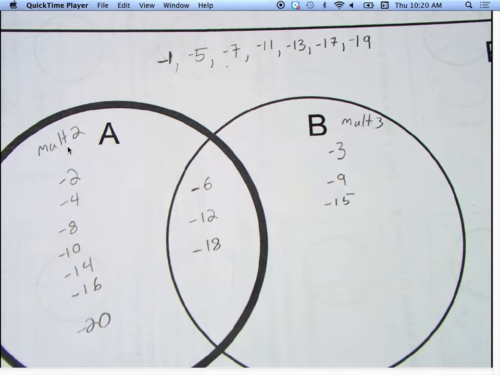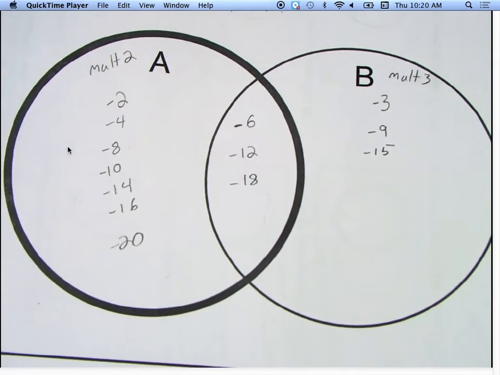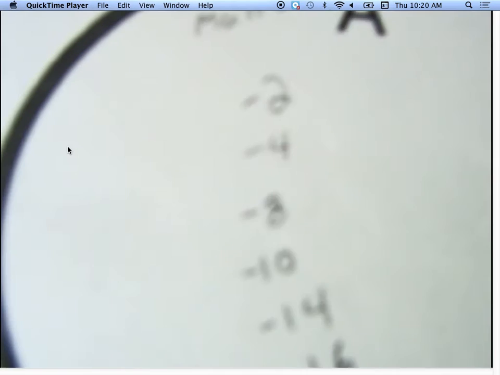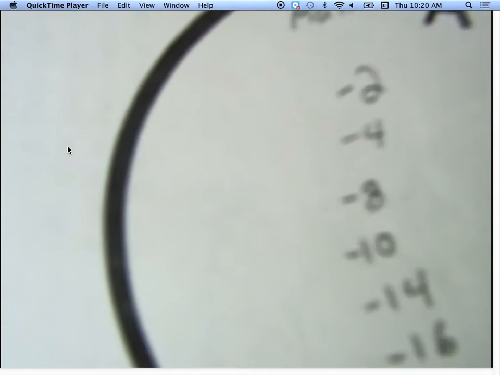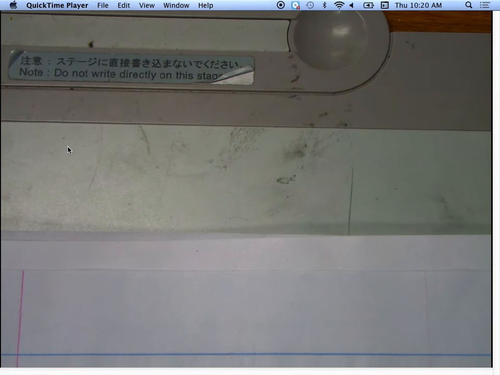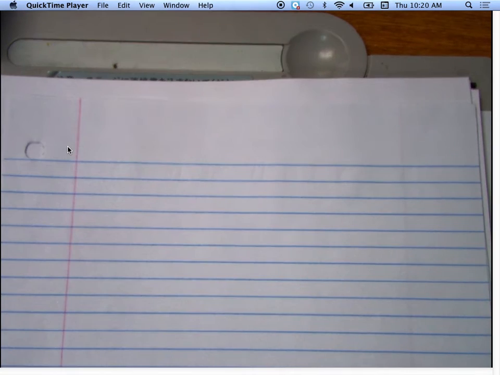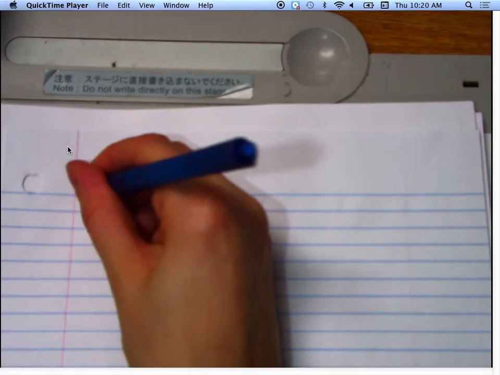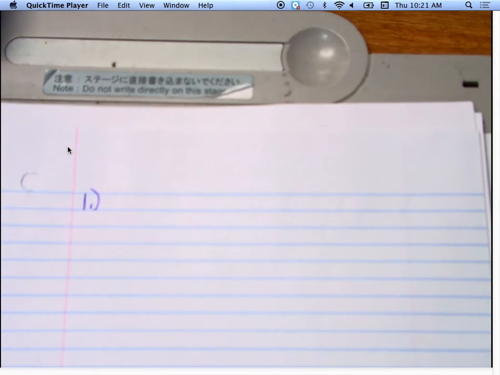Okay. So, we are now going to talk about which numbers are included in certain regions. Okay? So I'm going to get out a separate piece of paper. I recommend you do as well.